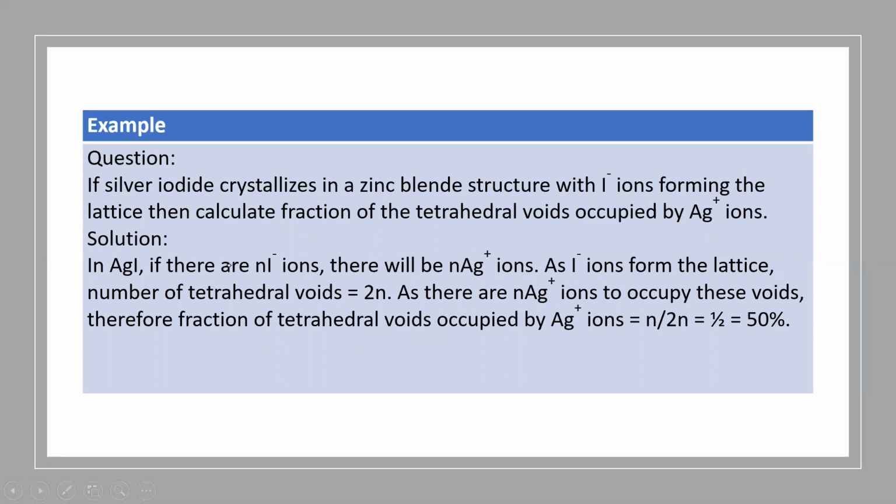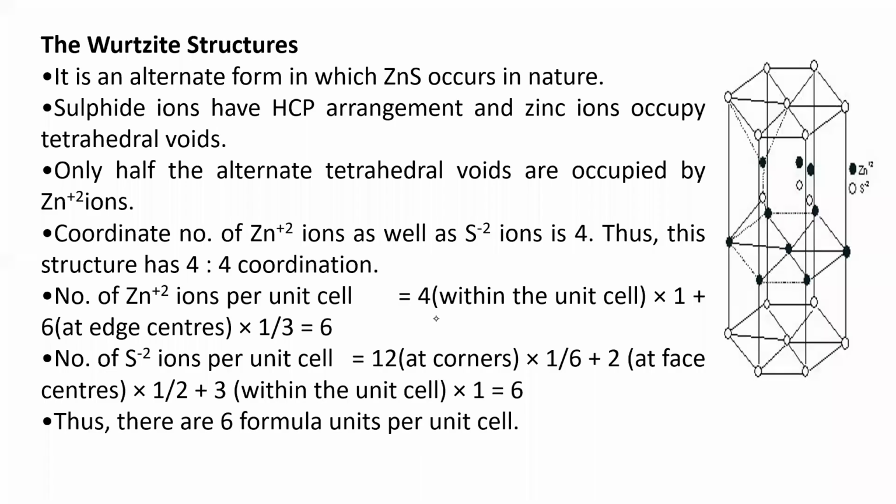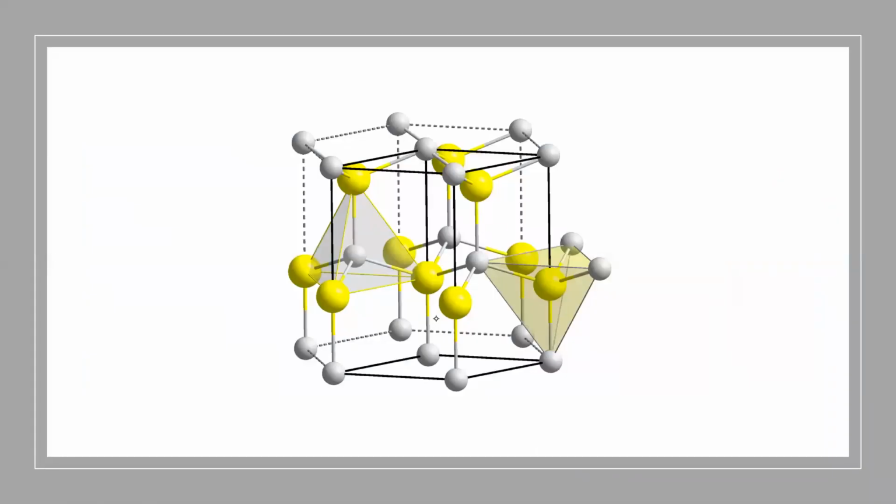In silver iodide, if there are n iodide ions, there will be n Ag plus ions. As iodide ions form the lattice, number of tetrahedral voids is equal to 2n. As there are n Ag plus ions to occupy these voids, therefore the fraction of tetrahedral voids occupied by silver ions is 1/2, that is equal to 50%. So this type of questions are important. Try to understand carefully. Next, wurtzite structure we have discussed just now.